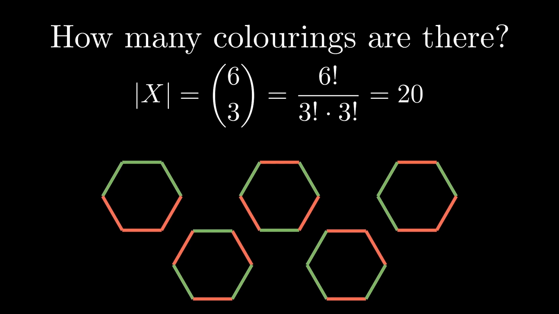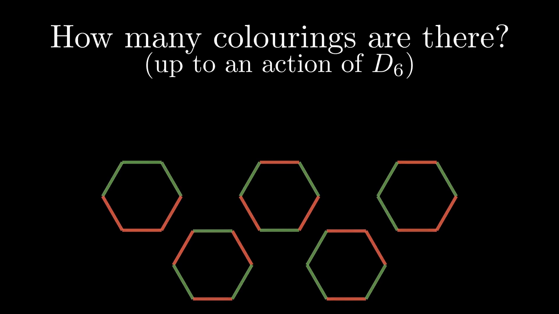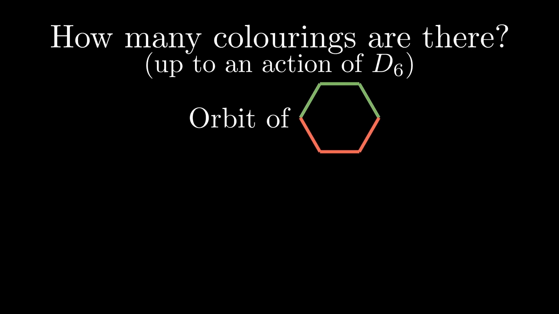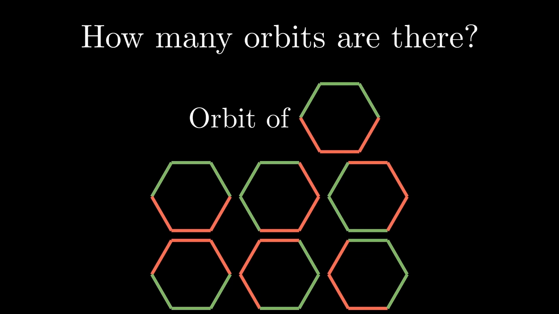So we might be interested in the question of how many colorings there are up to an action of D6. To make this more precise, we look at the orbit of a coloring. This is the set of all the colorings which differ only by an action of the symmetry. So instead we could ask how many orbits there are. Let's make these definitions more formal.